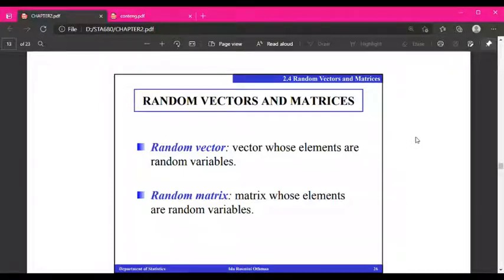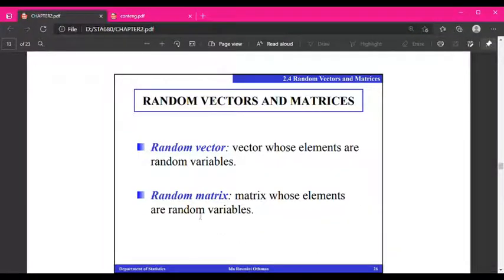Random vectors and matrices. As you know, a vector is actually a matrix with only one column. A random vector is a vector whose elements are random variables. So in that vector, the entries are random variables, and it is called a random vector. We can notate it as X, Y, or Z; it is up to us.